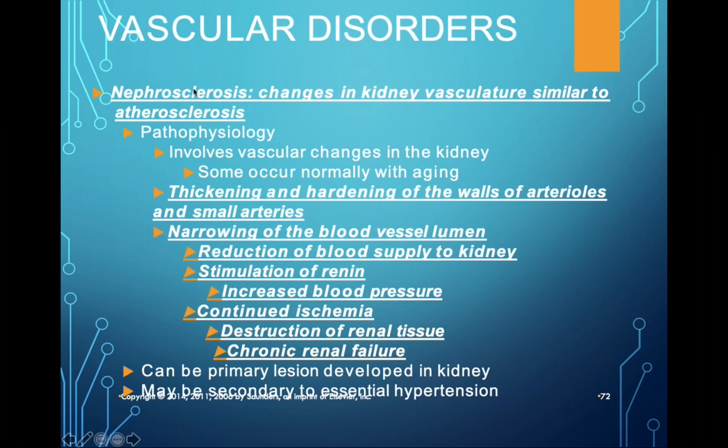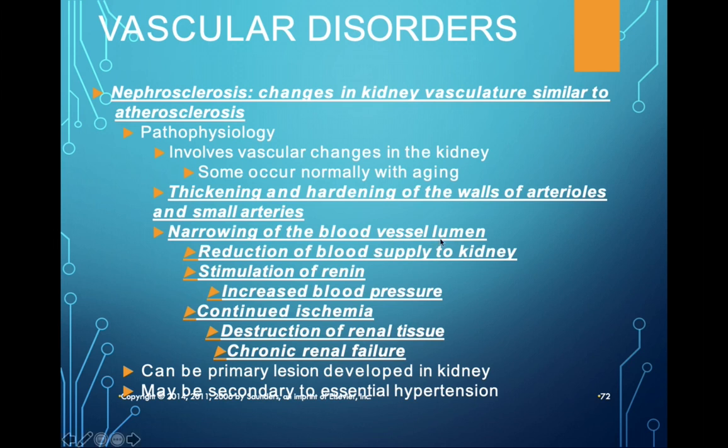Nephrosclerosis. Nephrosclerosis sounds like atherosclerosis or arteriosclerosis. So these are changes in the kidney vasculature. What gives that away is nephro. But remember, there are blood vessels and small blood vessels inside the kidneys. Don't forget there's the renal artery, the segmental artery, the interlobar, the cortical, the arcuate, the cortical radiates. All of those are very, very small blood vessels. So it involves the vascular changes in the kidney. Some occur normally with aging. They thicken, they harden, and it can harden the arterioles and the small arteries themselves.